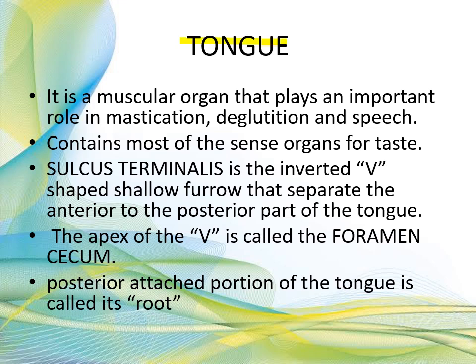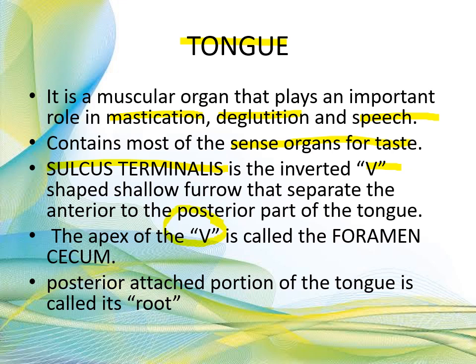So it is a muscular organ that plays an important role for mastication, deglutition, and speech. So nandito yung sense organs of taste. Ano tong sulcus terminalis? It is the inverted V-shape shallow furrow that separates the anterior to the posterior part of the tongue.